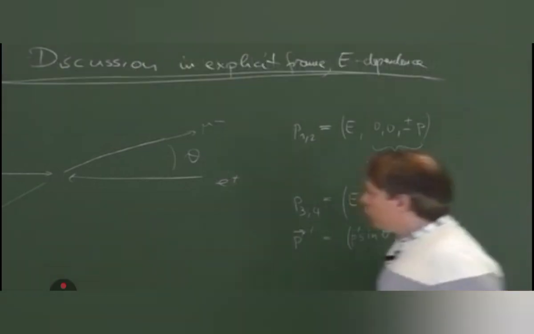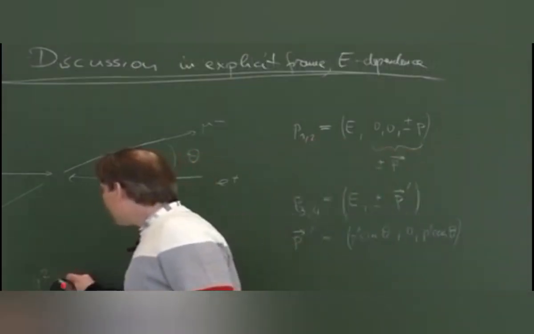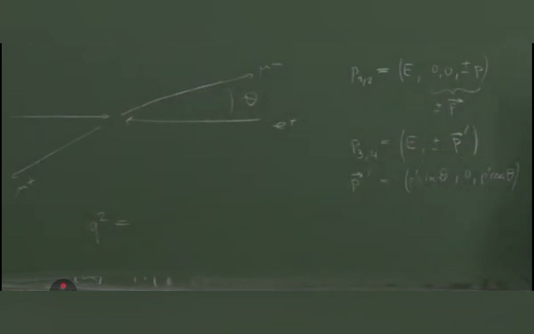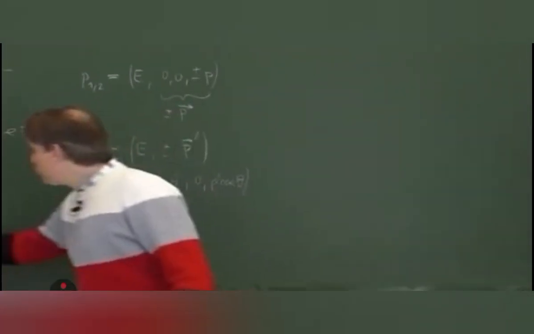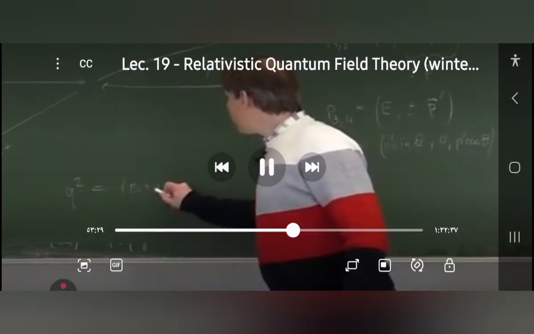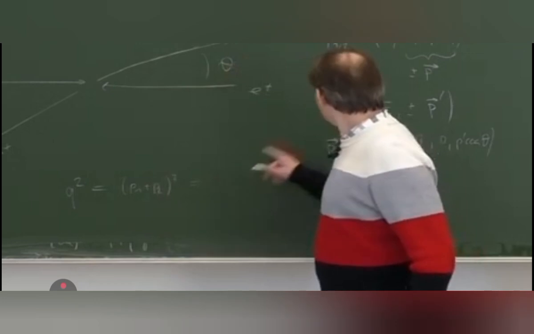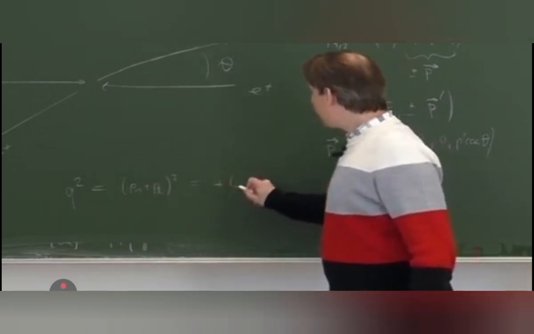Then what else do we have? Our variable q squared, which is important, is the actual center of mass energy squared. q squared is (P1 plus P2) squared, which is the center of mass energy squared. In this case, it is simply 4 times E squared.